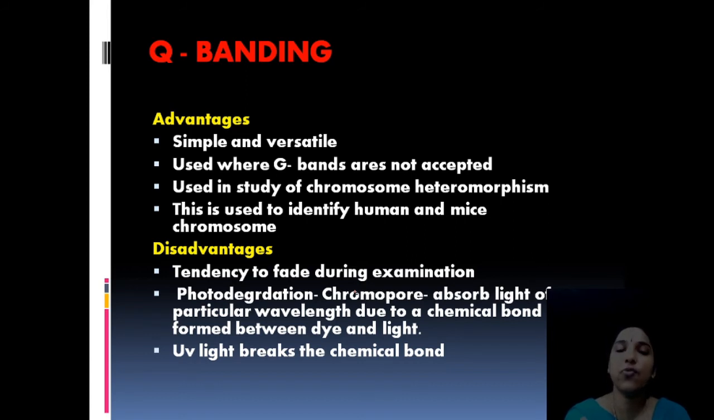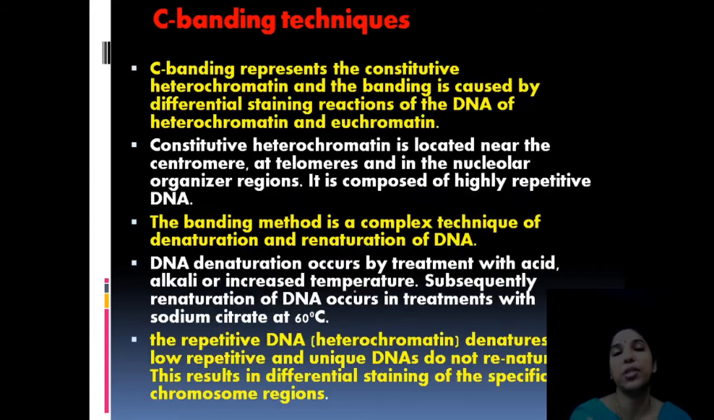So there is a tendency to fade during examination. The stain will fade while you observe under fluorescent microscopy. That is the main disadvantage, known as photodegradation. Means in the presence of light, it will start to fade. The dye absorbs light of a particular wavelength, and UV light breaks the chemical bond formed between dye and DNA. That's why it's one very important disadvantage. Some regions are not clear, they will appear faded when you continuously look under the fluorescent microscope. That is about Q banding.